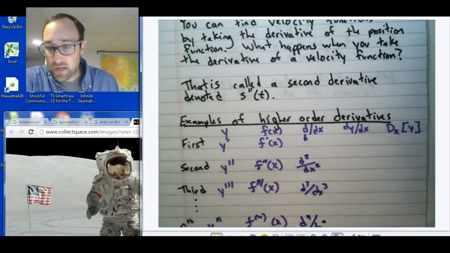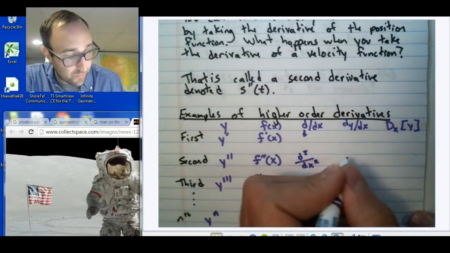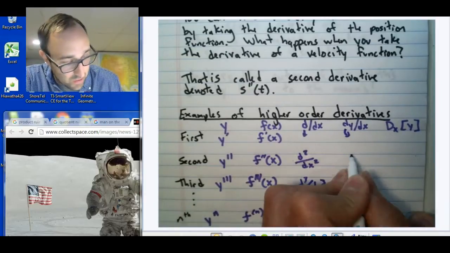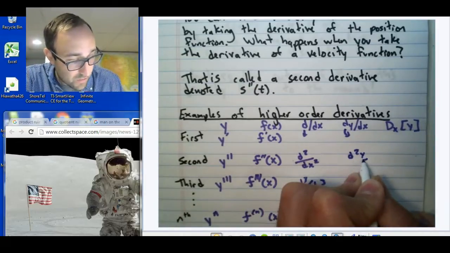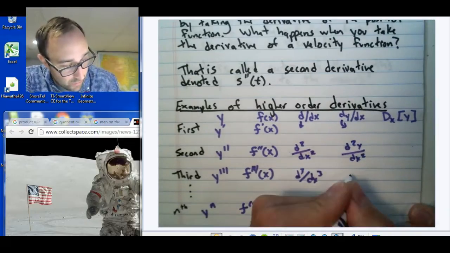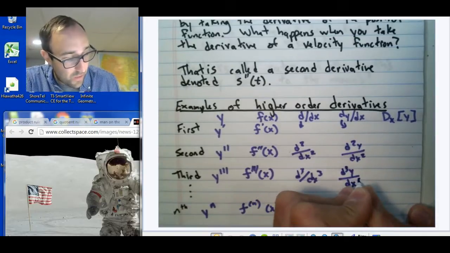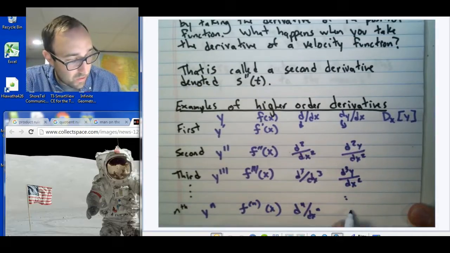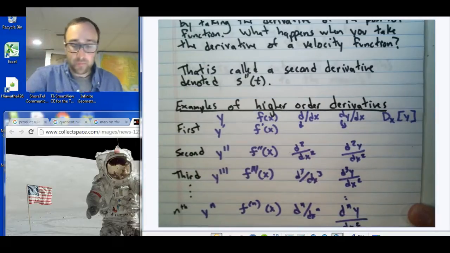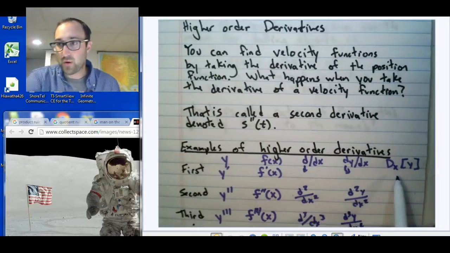Alright, dy dx. This one looks kind of weird because it's not exactly the same. The first derivative is dy dx. Second derivative is d squared y over dx squared. The squared goes later. And the same thing, d cubed y over dx cubed. And then that keeps going to d to the n y over dx to the n.